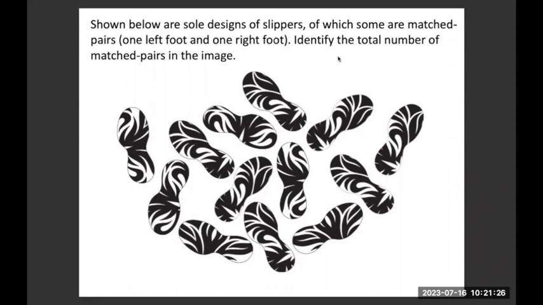What you have to identify from all these 1, 2, 3, 4, 5, 6, 7, 8, 9, 10, 11, 12, and 13, all these 13 footprints, is the total number of matched pairs, which means the pattern has to be the same and they have to be of left and right foot, which means the pattern has to be a mirror of each other. Any doubts, any questions? Please try solving this. It's purely based on observation, and a lot of the questions which are now going to follow are observation based.